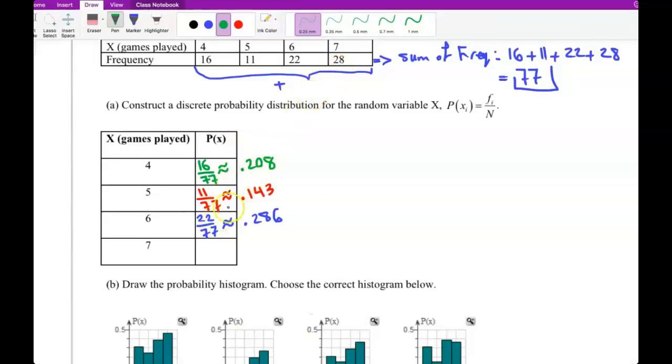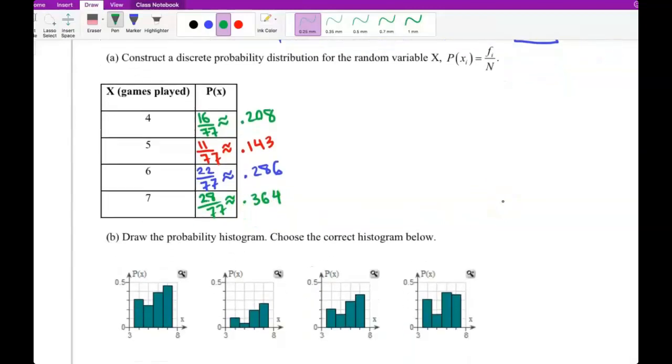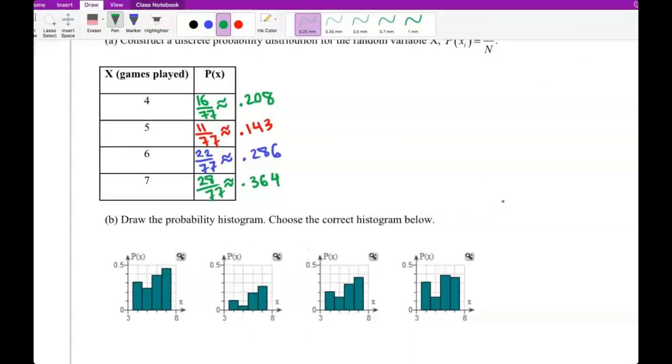This part we have 28. So 28 divided by 77. It's 0.364. So first I want to find the answer using the formula that we had on the previous page. Then we're going to use the calculator to find the answer.